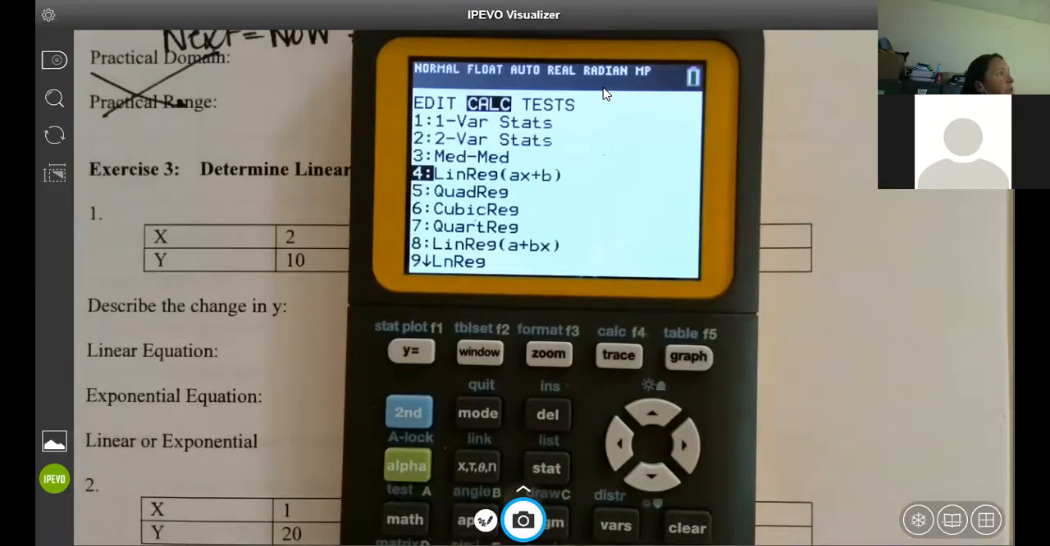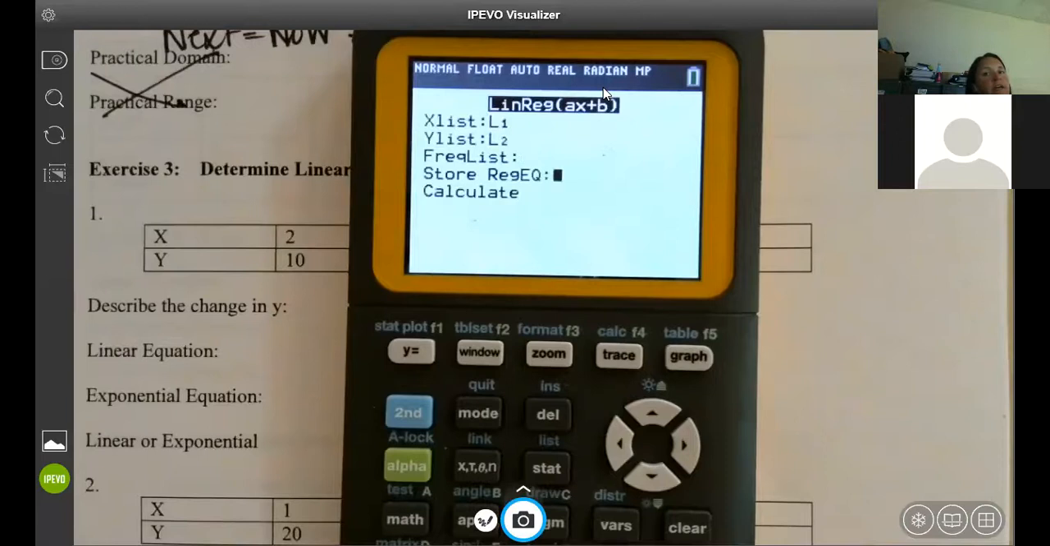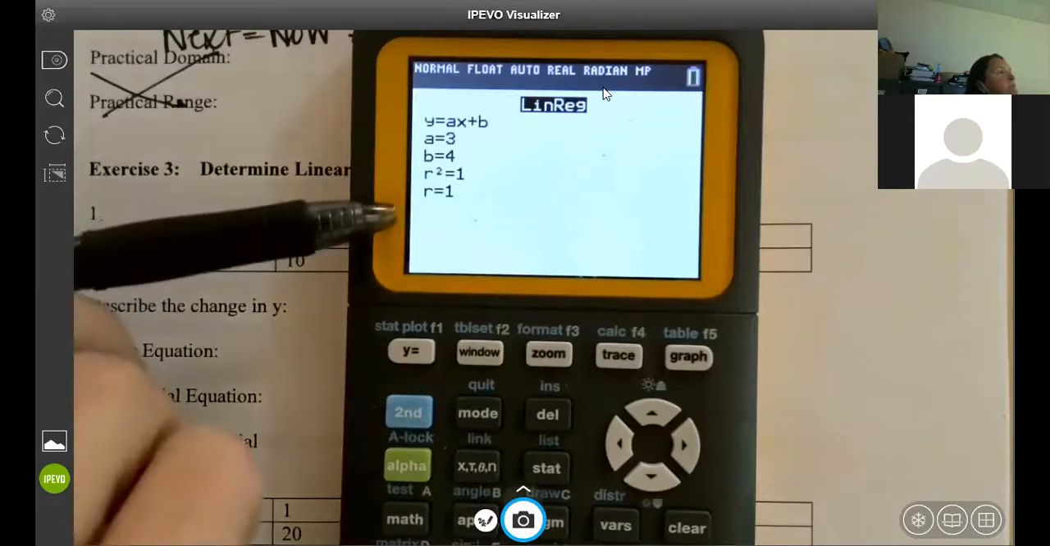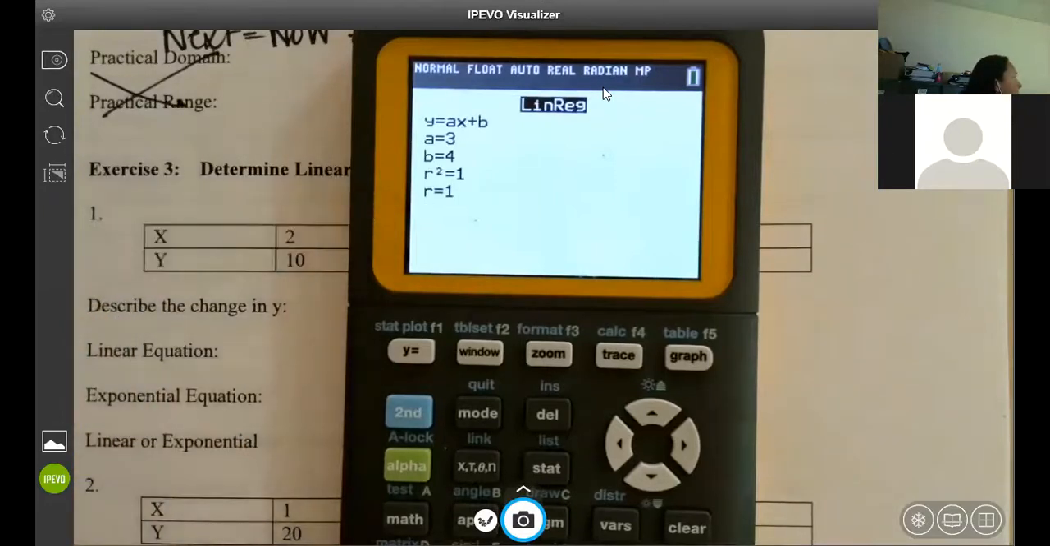We've already done this before, linear regression. So I'm going to hit enter. And then you guys see this little R right here? Yeah. It's 1. 1 means it's perfect. Okay, 1 means it's perfect.